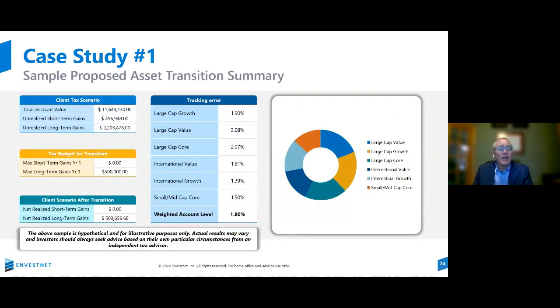In this case, the client ended up choosing a $500,000 long-term capital gains tax budget. Again, zero short-term capital gains. And then they were able to get the portfolio to a weighted average account level tracking error of about 1.8%. And then you can see we also measured the sleeve level tracking error for each of the individual equity SMA sleeves in this account.